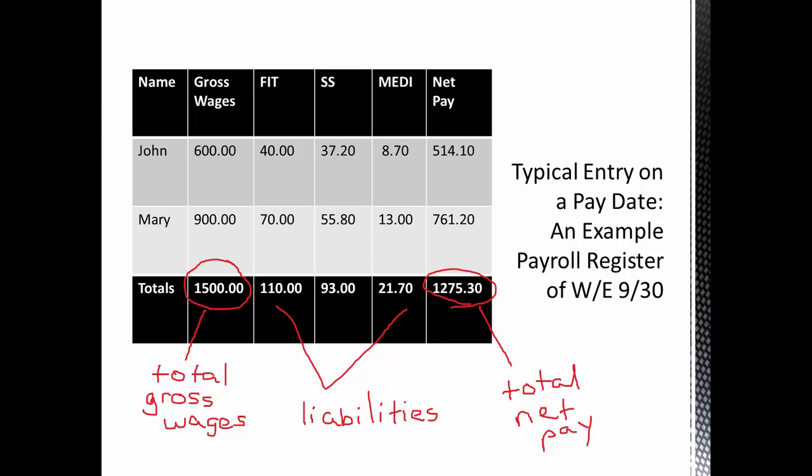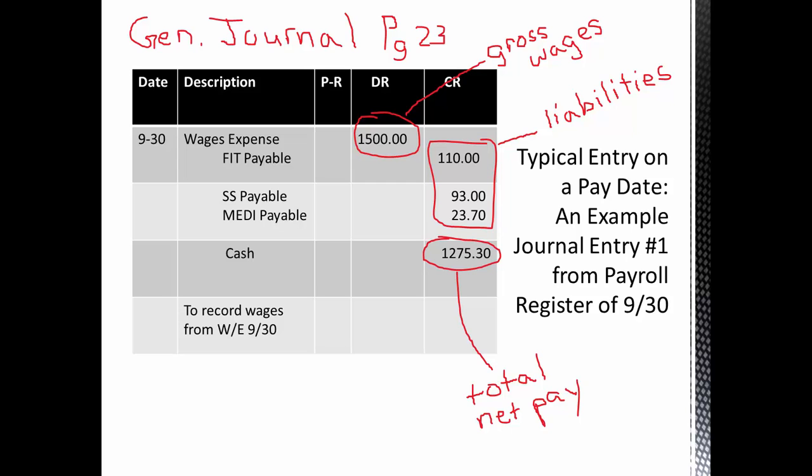We use the total gross wages of $1,500. We're going to use the total of those liability accounts, and we're going to use the total net pay, which is going to be credited to cash. So here's our general journal, page 23, and we have the date, which is the same date as on the payroll register, September 30th.